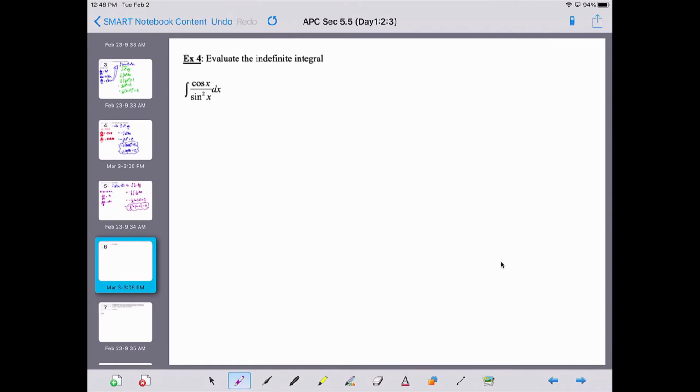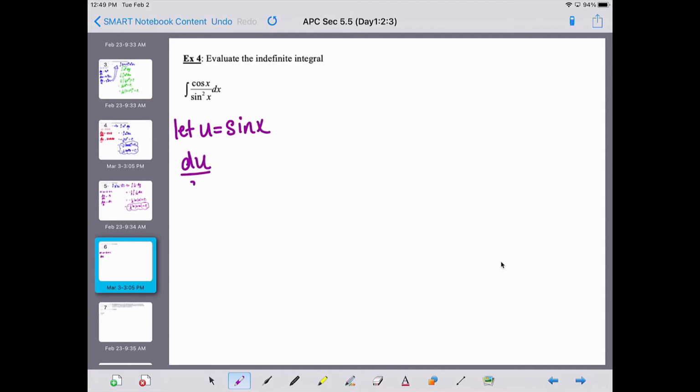So it might be best to let u be sine x, and then the derivative would be cos x, and I do have that cos x dx. So I think letting u be sine x is going to work out better. But again, sometimes you try something and it doesn't work, and then you just have to try something else. So in this case, let's let u equal sine x.